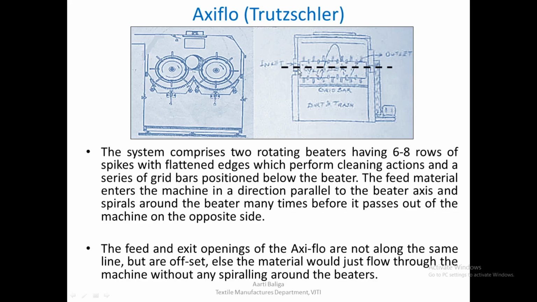That's because if the material were to simply enter through this and the outlet were exactly opposite, the material would have simply passed through without even spiraling around the beaters. So the entry and the exit are slightly offset. Otherwise the material would just flow through the machine without any spiraling around the beaters.